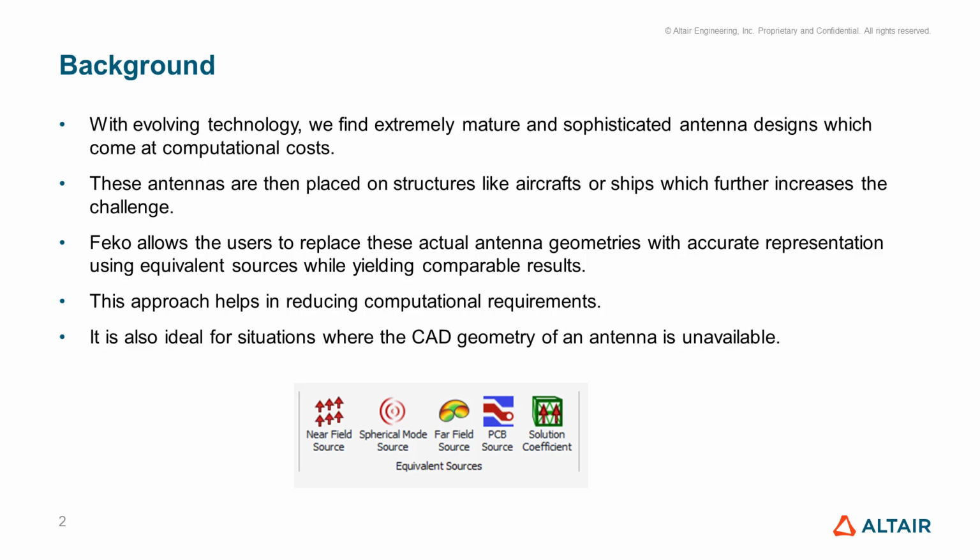In order to tackle this challenge, Feko allows the users to replace the actual antenna geometries with what is known as an equivalence source. Now, these equivalence sources behave like actual antennas and yield comparable results. So this approach helps in reducing computational requirements overall.